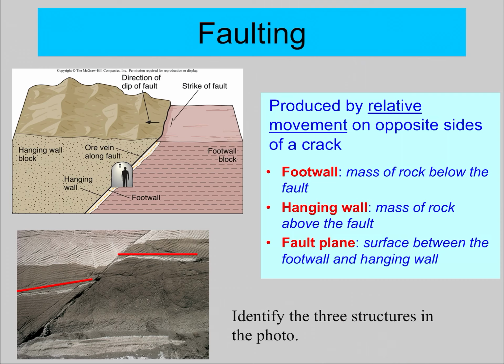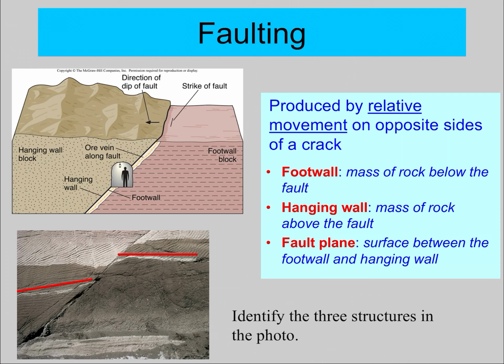So something else that can happen as a result of stress is faulting. So this is produced by relative movement on opposite sides of a crack in a rock. You have what's called the footwall, which, if we look at the image on the left, the terms originate from people who were in a mine, so underneath the bedrock. And the footwall is going to be the piece of the rock that's underneath their feet. So if you imagine a person standing along the fault line, the crack in the rock, what's at their feet is going to be the footwall. What's above their head is called the hanging wall because it's hanging above their head. And that's the mass of the rock above the fault. The fault plane is the surface between them, that line that you see right there.